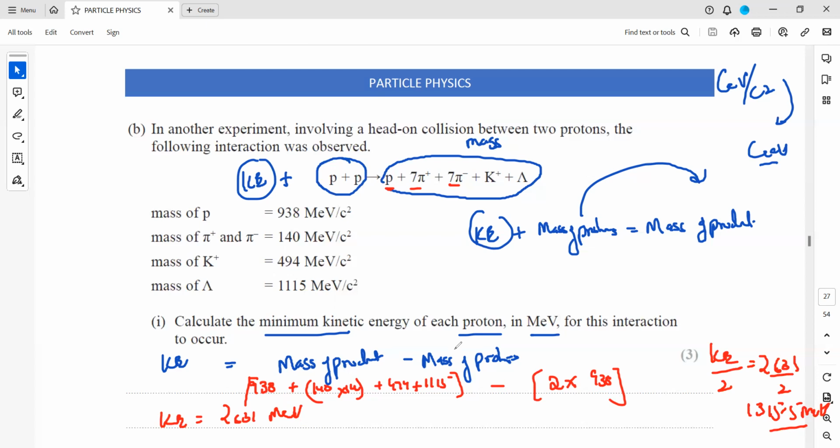So for these types of questions, if the mass is given in mega electron volt or giga electron volt per c square, the answer of energy will also be in either mega electron volt or giga electron volt. Is it clear, this one? Page 27, this was 19B.